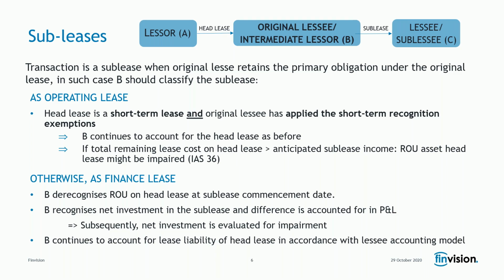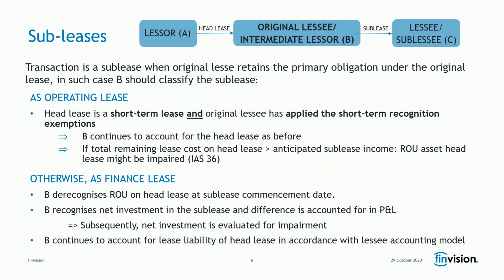If substantially all risks and rewards are transferred, then it is a finance lease. If not, you should consider it as an operating lease. If it is considered a finance lease, you should still keep your lease on your balance sheet. Otherwise, with a finance lease, the intermediate lessor will derecognize the right of use asset immediately, and it will recognize the net present value of the future lease payments on its asset side, and the difference will be accounted for directly in P&L.